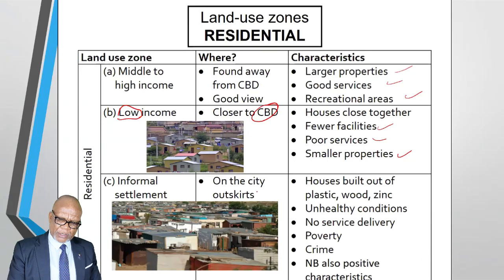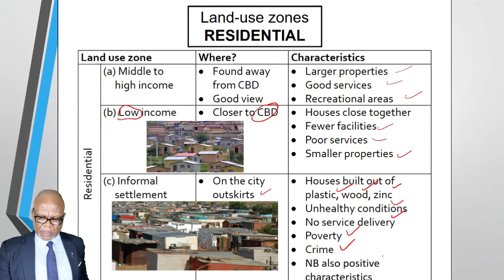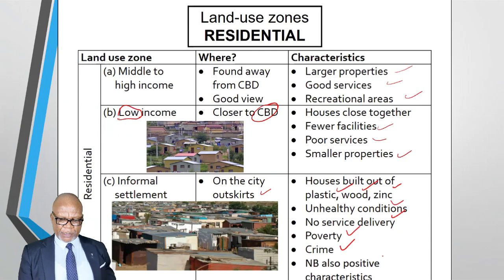It is usually found on the outskirts. Houses are built of any available material. It can be plastic, wood, zinc, can be anything. It is characterized by unhealthy conditions. There are no service delivery. There's poverty. There's crime. Also, you can look at the positive characteristics there because it is providing people a place to stay in.